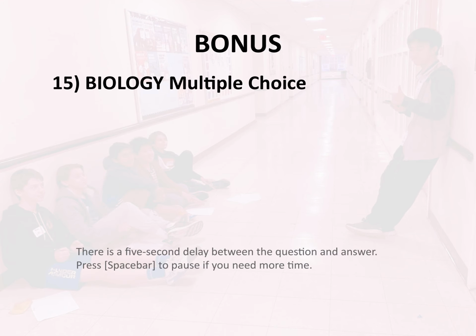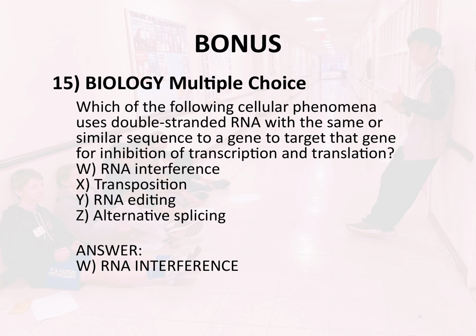Bonus 15. Biology. Multiple choice. Which of the following cellular phenomena uses double-stranded RNA with the same or similar sequence to a gene to target the gene for inhibition of transcription and translation? W. RNA interference. X. Transposition. Y. RNA editing. Z. Alternative splicing. Answer: W. RNA interference.